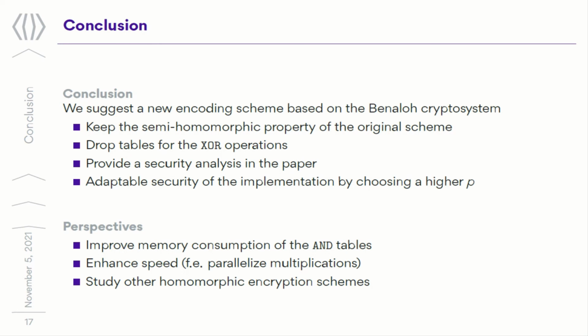And for the perspectives, we will try to improve the memory consumption of the AND tables. In the same way, we try to enhance the speed, for example, by parallelizing multiplications and studying other homomorphic encryption schemes. And why not a fully homomorphic encryption scheme?